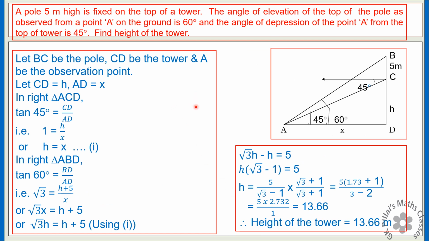This is a bit different sum. A pole 5 meter high is fixed on the top of a tower. CD is the tower and this is the pole. The angle of elevation of the top of the pole as observed from a point A on the ground is 60 degrees. From here, the top of the pole is 60 degrees. And the angle of depression of the point A from the top of the tower is 45 degrees.